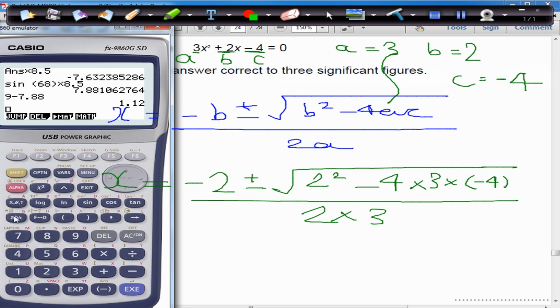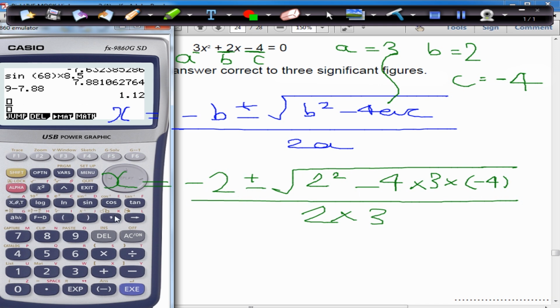Right, so we're going to put minus 2. We need a fraction button, yes? Fraction. Minus 2. I use this minus here, the little baby one. Minus 2 plus. We don't put both of them in, we put one in, plus for the moment. Square root. Where's that square root, folks? Shift, square root. 2 squared.